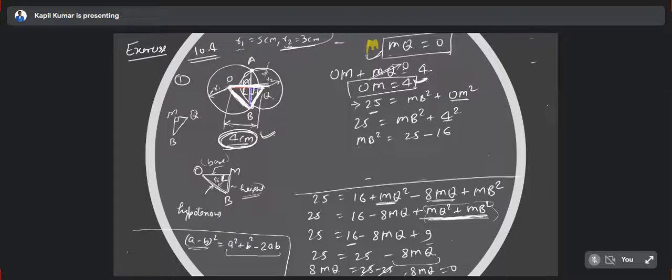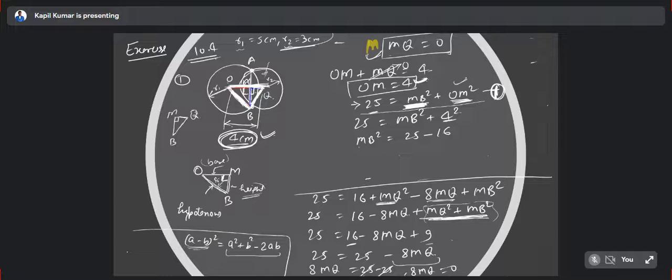Sir, after you wrote OM is equal to 4, you again wrote 25 is equal to MB square plus OM square. Why? Because it is an equation; we put it as equation number 1. So we can use this equation again and again, because we need to find the value of MB. We have found this, and this we still need to find, so we recall this equation, because here we can put the value 4.